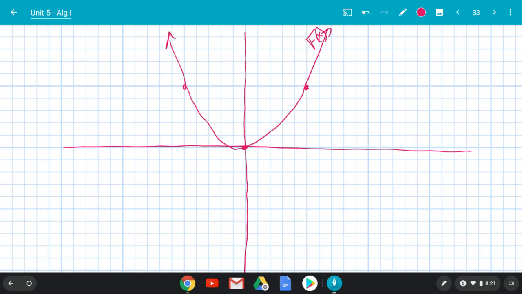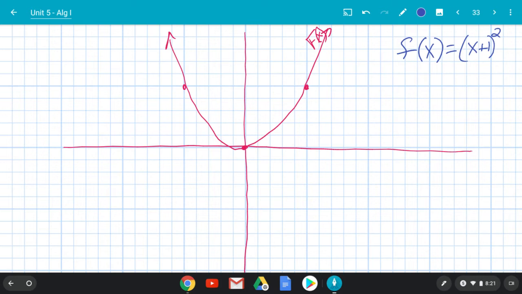Well, what happens now when I have f of x equals x plus 1 squared? Go to the left one. He says left one. How many people think right one? Raise your hand. It's okay.